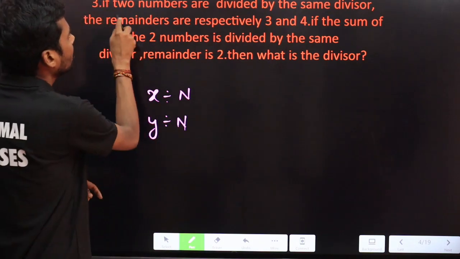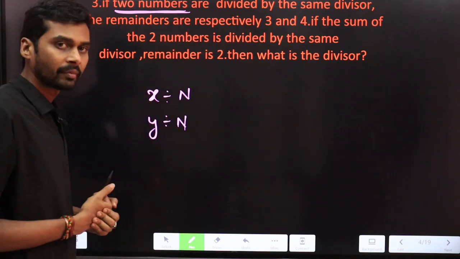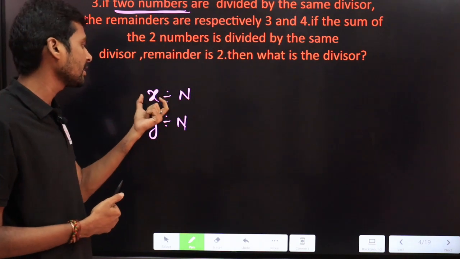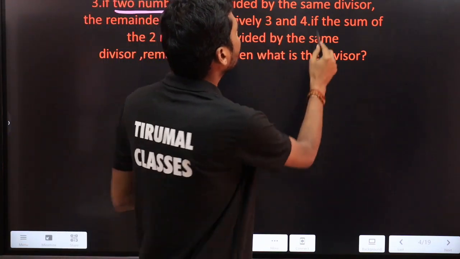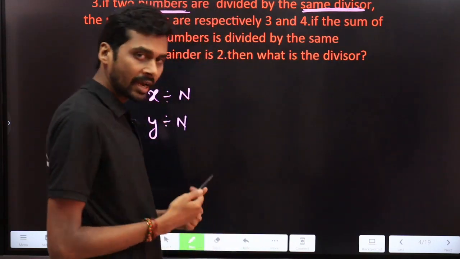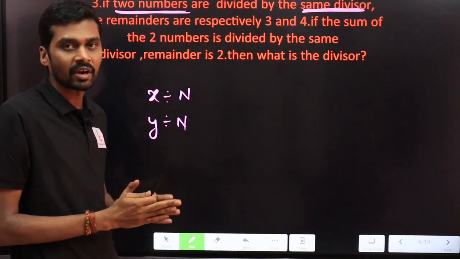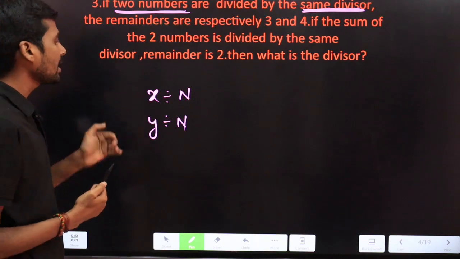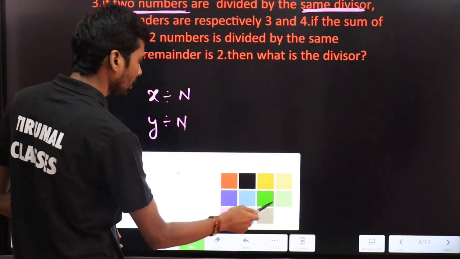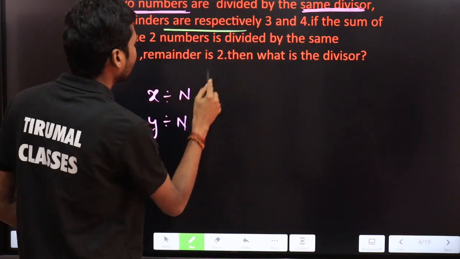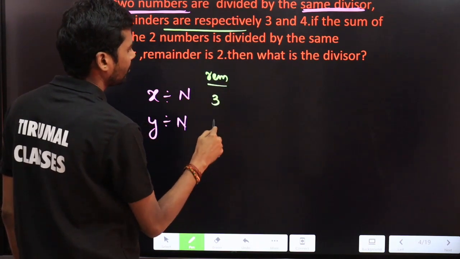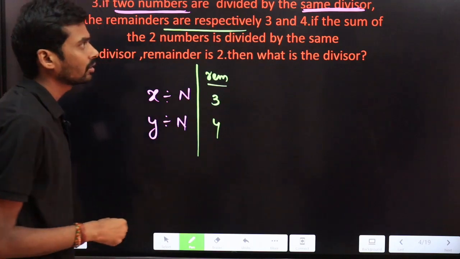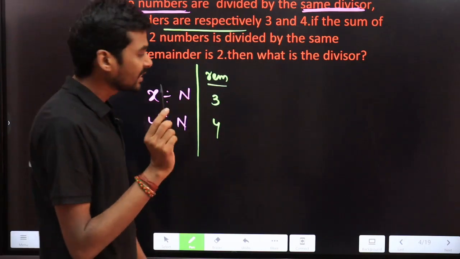Here we had two numbers, we don't know what those two numbers are, so let us take them as x and y. If these numbers are divided by the same divisor, even though I don't know the divisor, let's take that the divisor is n. When I am dividing with n, the respective remainders are 3 and 4. So this is the first statement.